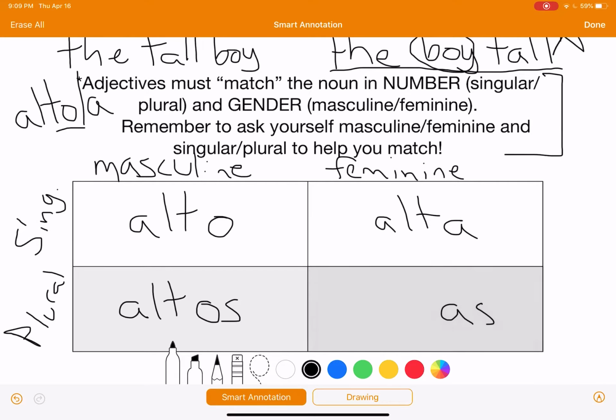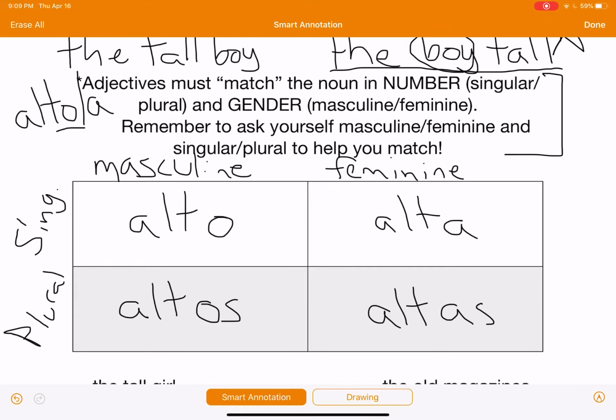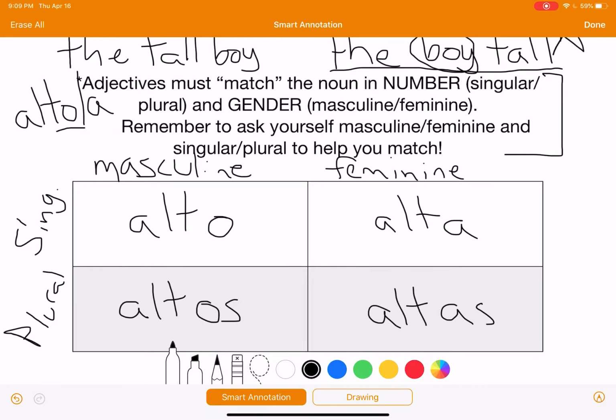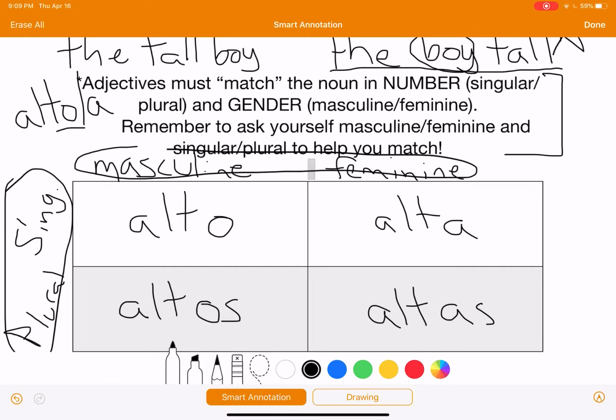Now if we were talking about a group of girls, it's basically the same thing. Okay, it's just taking that original ending for a feminine singular noun and we change it to be plural and we get autas. Okay, this is how you match the noun that you were describing. You match it with number, which is over here, and you match it with gender up here. If you can remember this chart, that will help you in figuring out, okay, what ending does my adjective need when I'm describing different people?